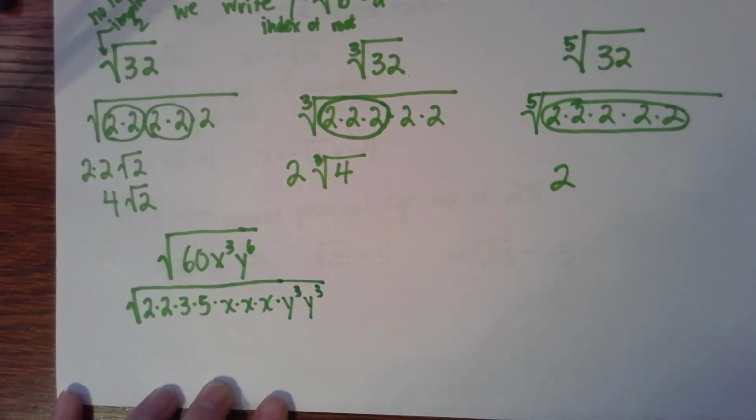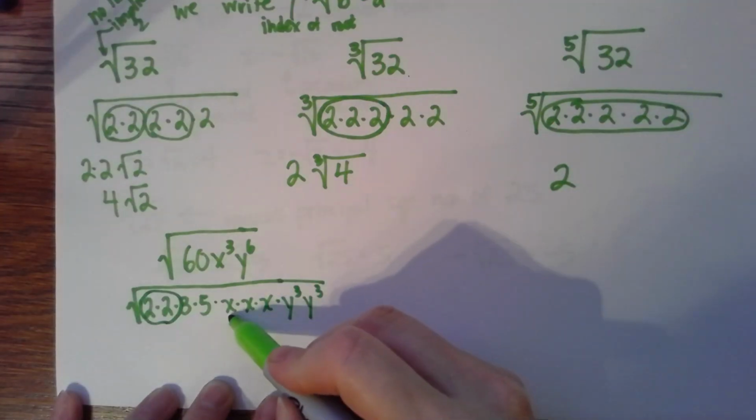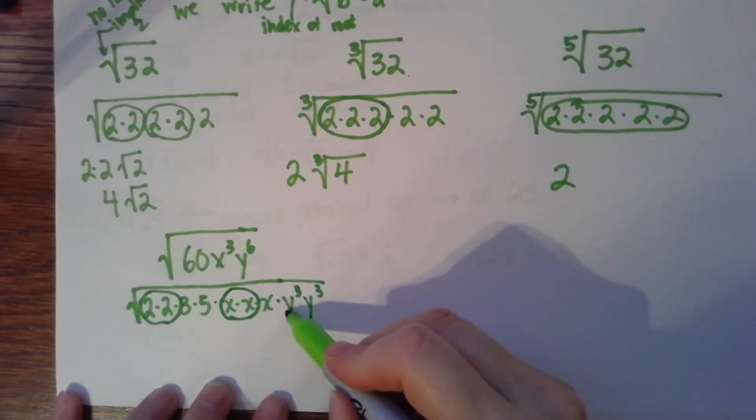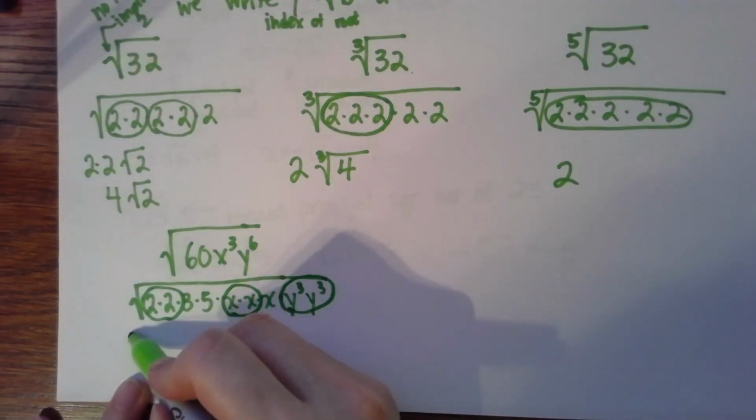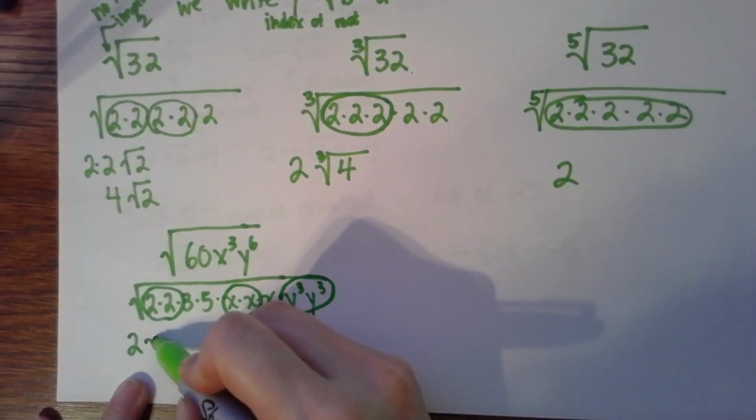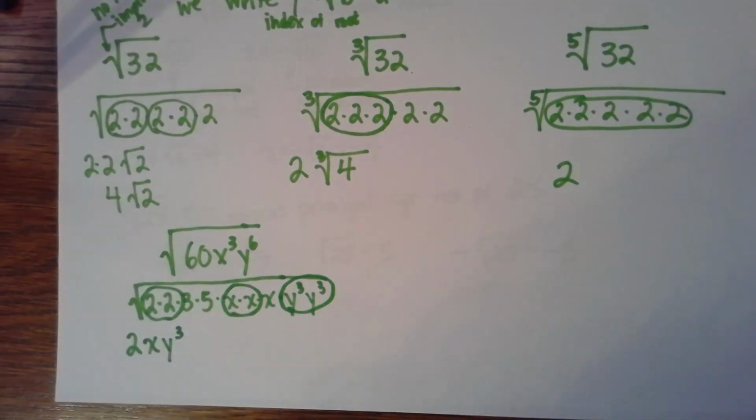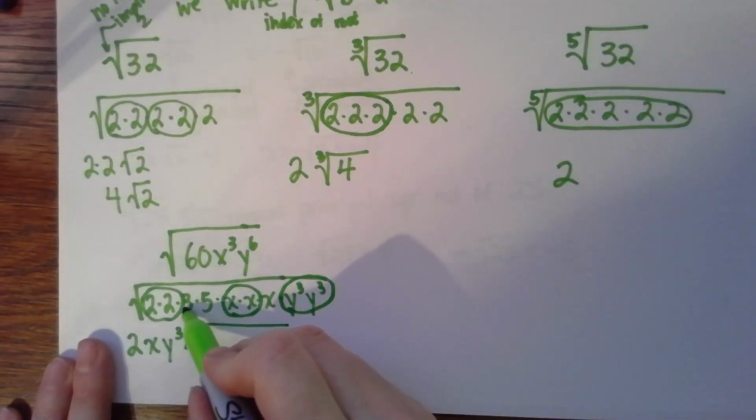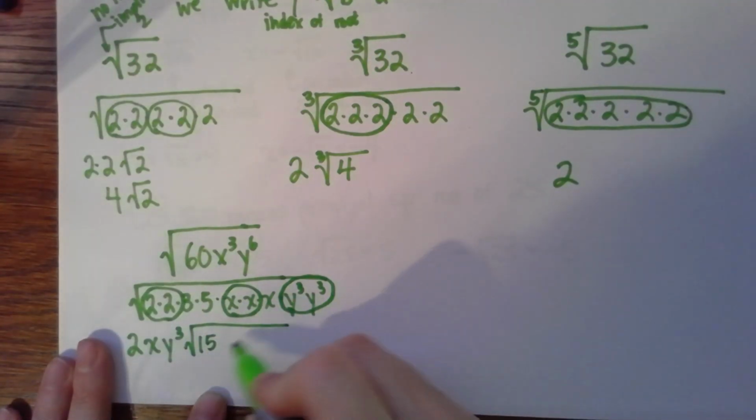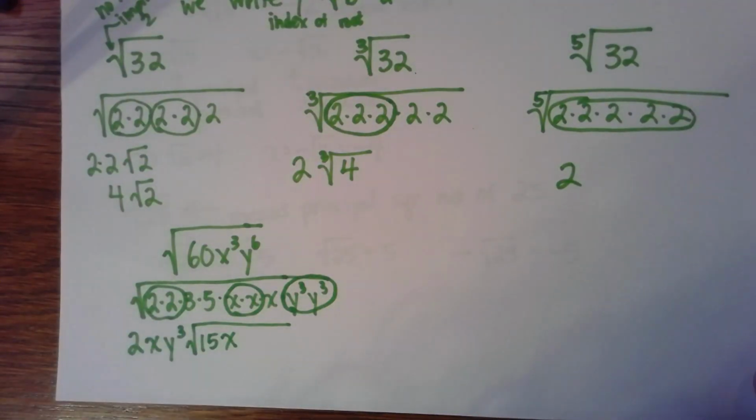Now when I'm looking for groups of 2, I have 2 2's, I have 2 x's, I have 2 y cubes. So I can bring all of those outside of the radical. I'll have the 2 outside, an x outside, and a y cubed outside. And anything I can't put in a group of 2 has to stay under the radical. So I still have 15 here, and I still have an x. So that would be 2xy cubed times the square root of 15x.